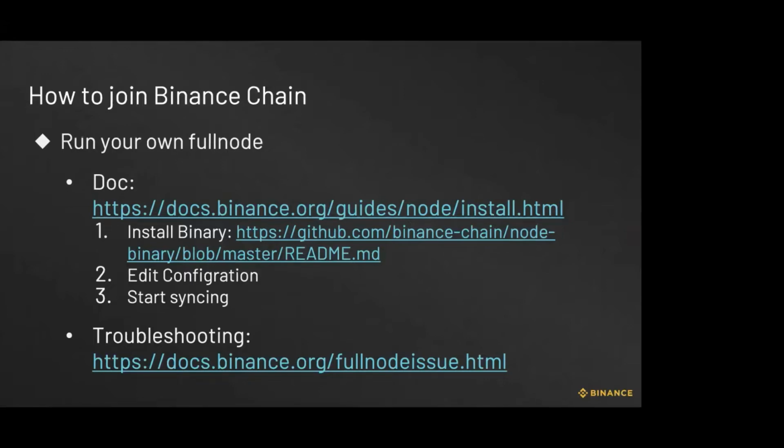To sync a Binance Chain full node is very fast. It only costs less than an hour, about 45 minutes. Yeah, it's much faster compared to syncing a Bitcoin node. If you ever have some troubles, you can follow the guides in the documentation site to find some solutions.